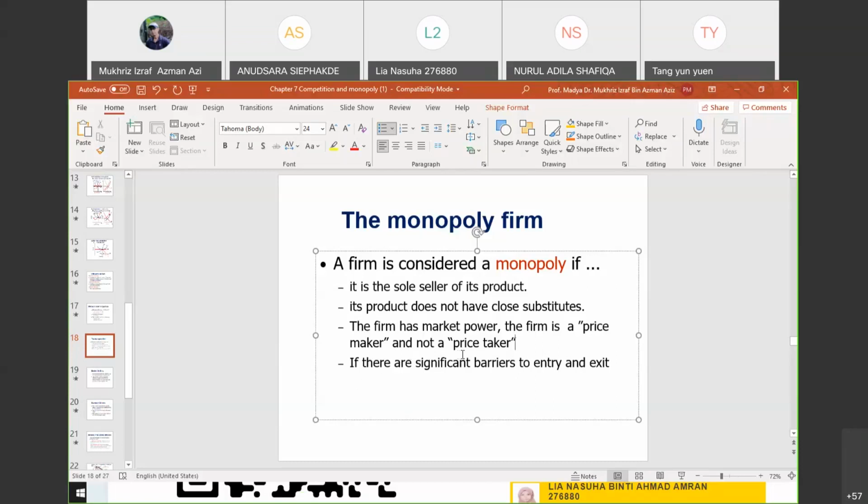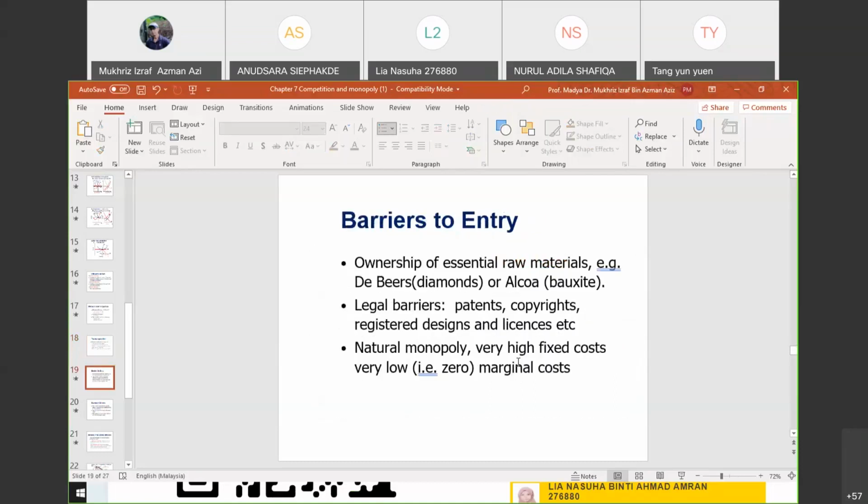And why can they? There's only one seller because there is a significant barrier to entry. Barrier is halangan, meaning that usually the barriers to entry to join the market is what we call cost, the cost to produce the product. For example, Astro spent millions of ringgit for the satellite when they launched the satellite into orbit. So you need that kind of capital.